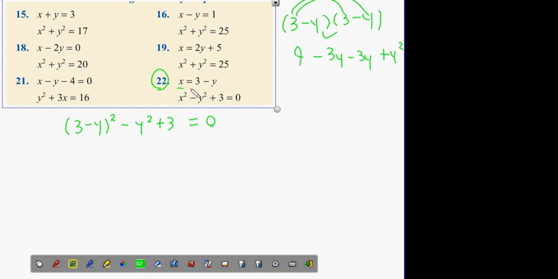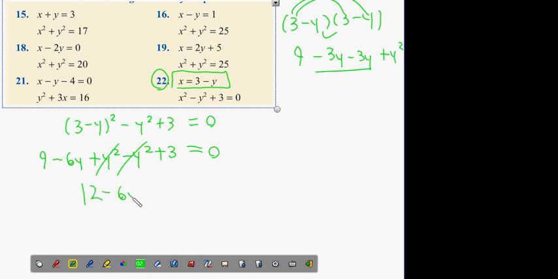No, look, it says it here. x is 3 minus y. So replace x with 3 minus y. Oh, okay. Now, there's a minus 6y there, so it's going to be 9 minus 6y plus y squared minus y squared plus 3. Now, unlike your previous questions, the y squared and the minus y squared cancel. Now lads, what we're going to get here is 9 plus 3 is 12.